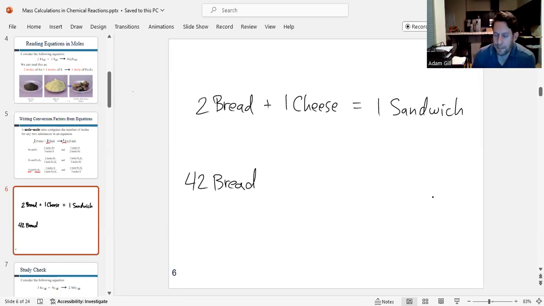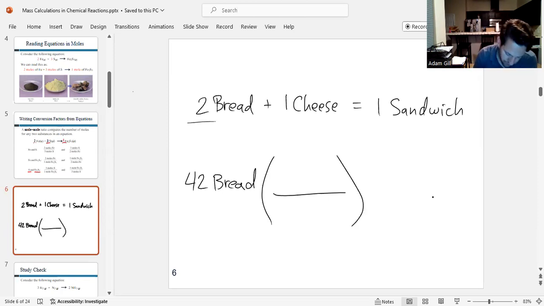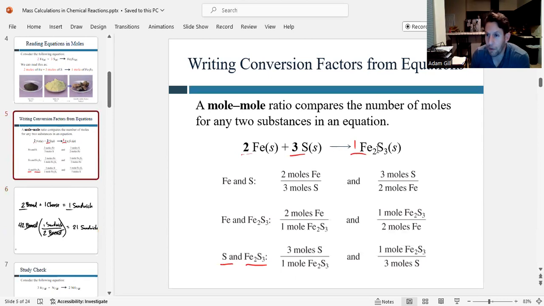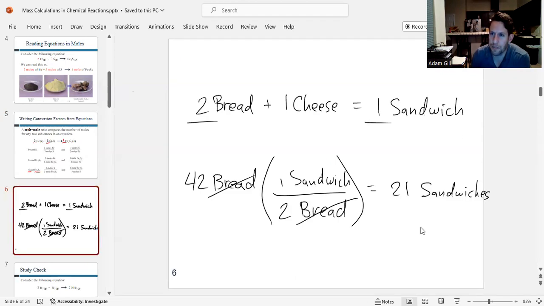Well, it's a pretty easy calculation here, but just as an example, right? You use your mole to mole ratio from the balanced equation, right? There's 1 sandwich for every 2 breads. And so you would end up with 21 sandwiches. Simple example, but this is the exact same thing we're doing here with a chemical equation. 2 of these plus 3 of these makes 1 of those. And the ratio comes from the recipe. Okay. Just like the grilled cheese sandwich example.